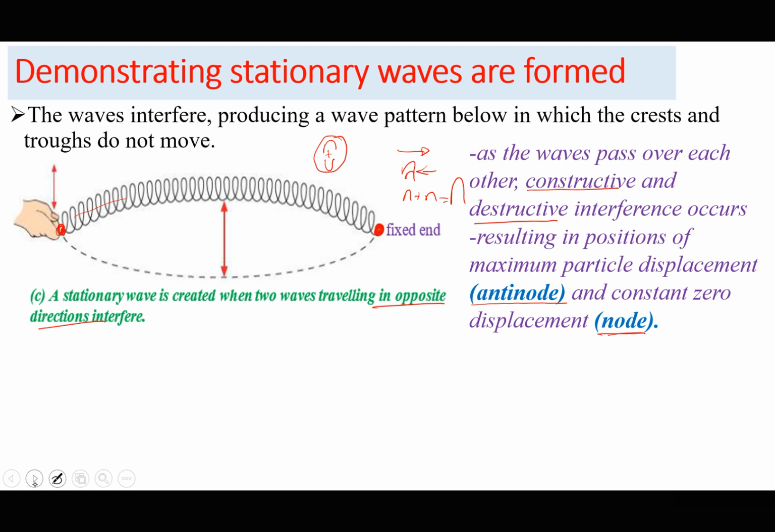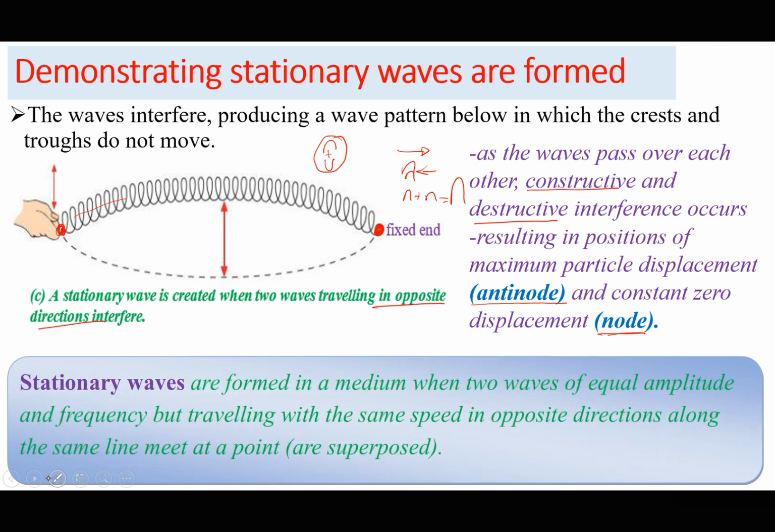So in a nutshell, we are saying stationary waves are formed in a medium when you have at least two waves. These two waves must have equal amplitude and equal frequency. They must be traveling with the same speed, but in opposite directions along the same line, and they must meet at a point.